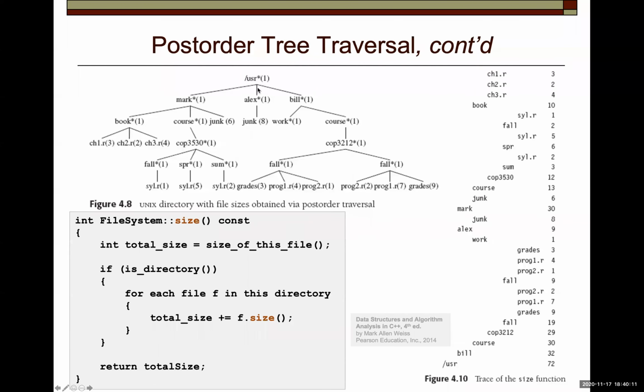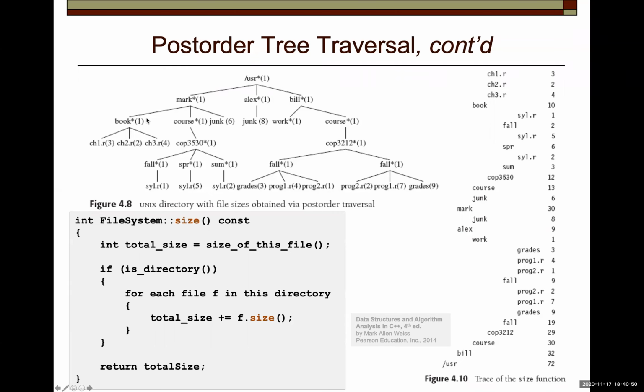So what we want to do is figure out all the sizes here. We start out at the root, but remember, we have to visit the children first. So we go down to Mark. Mark, we visit the children first. We go down to book, visit the children first, and we finally have these three leaf nodes with the sizes 3, 2, and 4. Now we add up the sizes of the children, and so we have 6, 9, and then book itself is 1, so that's 10. So the size of book is 10.